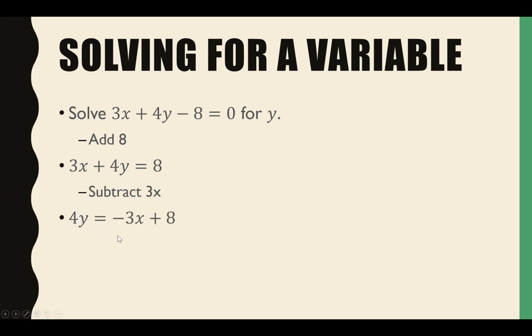Now we have to get rid of this 4 that's next to the y, so we're going to divide both sides by 4, and we get y is equal to negative 3x plus 8 over 4, which we can simplify to negative 3/4 x plus 2. This last form is what we call our slope formula. You've probably seen this. We're going to be moving into graphing a little later in this chapter, and so it's very beneficial to get equations into this y equals mx plus b kind of formula.